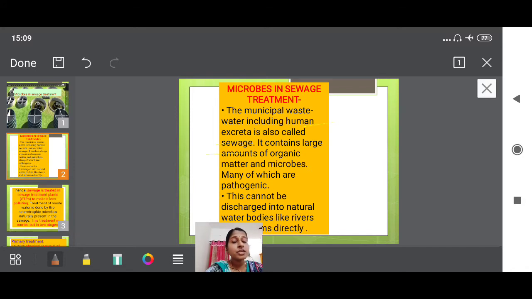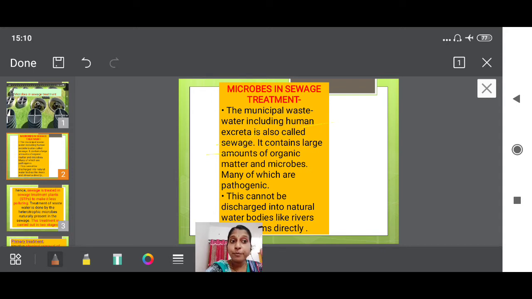Okay. And when you look at sewage, it contains a large amount of organic matter and numerous microorganisms. And the dangerous part is that most of these microorganisms are pathogenic in nature. You know what is pathogenic? They are disease causing in nature.